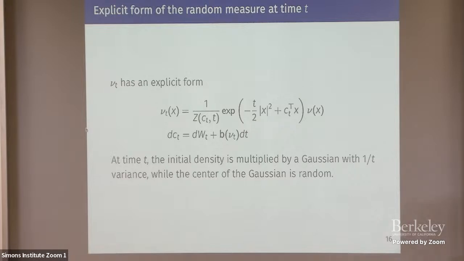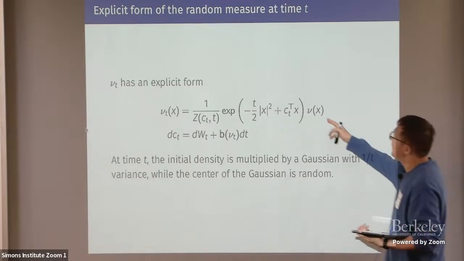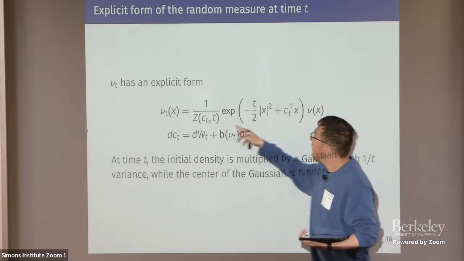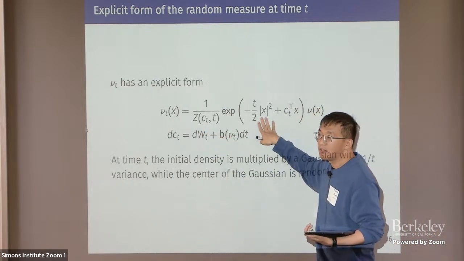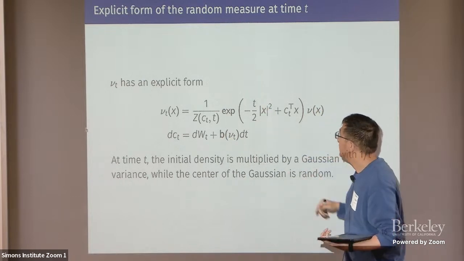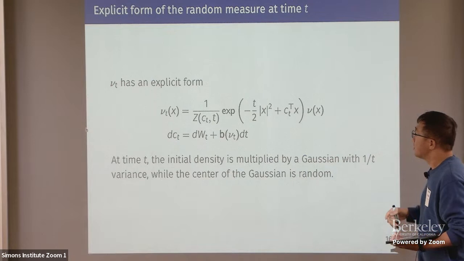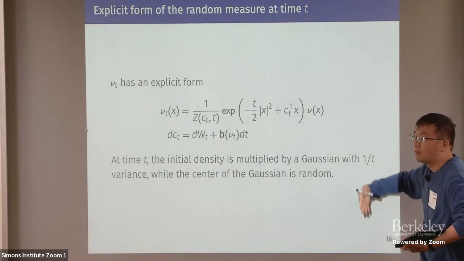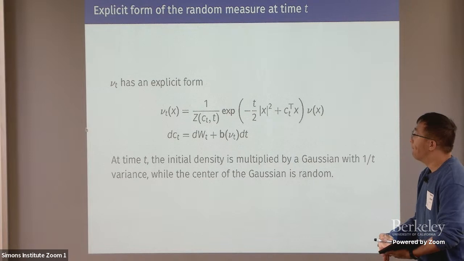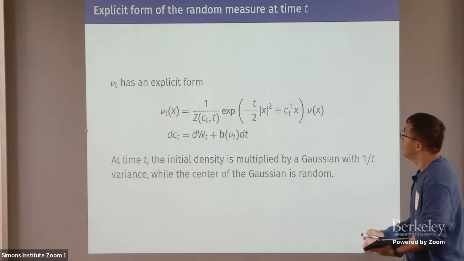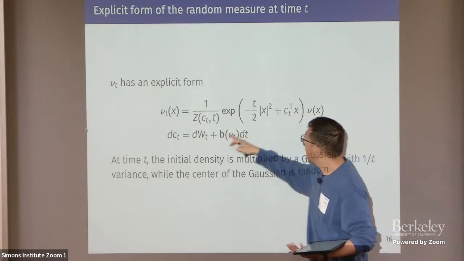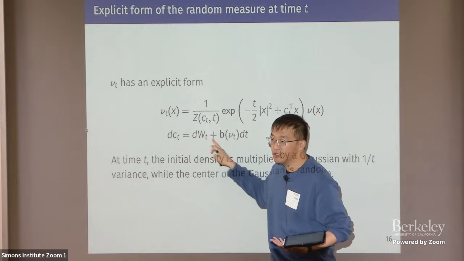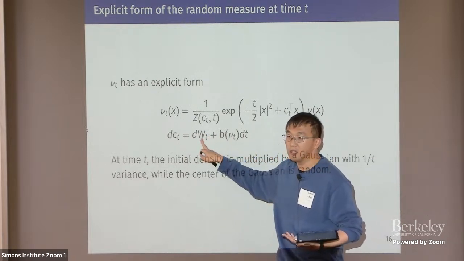The way to think about this is that you have your original measure mu x. The mu t at time t is just a multiplication of the original measure with some Gaussian measure. The Gaussian measure has variance 1 over t. So at mu t, the measure becomes more and more concentrated. But the location of the Gaussian is random. The location of the Gaussian depends on this c t parameter. c t follows some kind of stochastic differential equation, and has this randomness here.